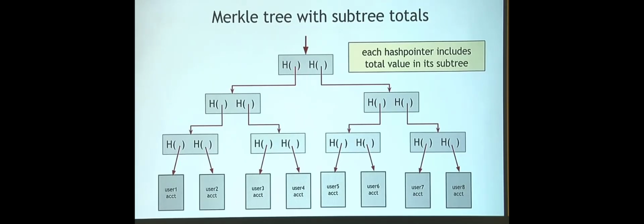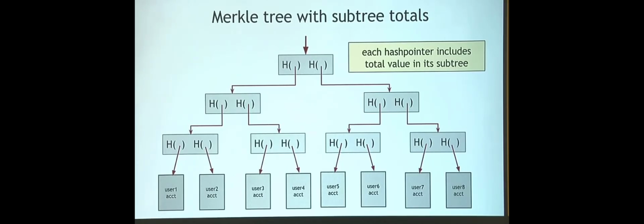So for example, this hash pointer here would be tagged with the total value in this entire left subtree. Right? Now down here at the bottom, we're going to have one item for each user's or customer's account. And we're going to combine these up the tree so that each node, the hash pointer coming out of it, will be labeled with the sum of the values on the two hash pointers down below. So that will be a valid total for the subtree.